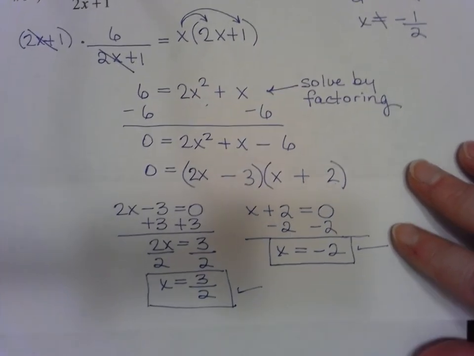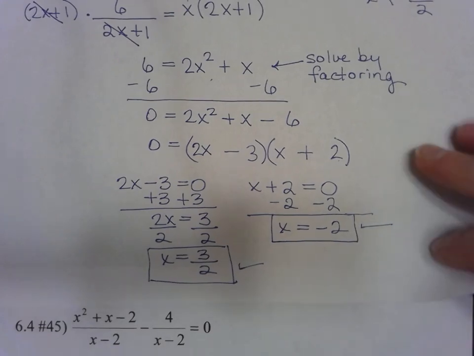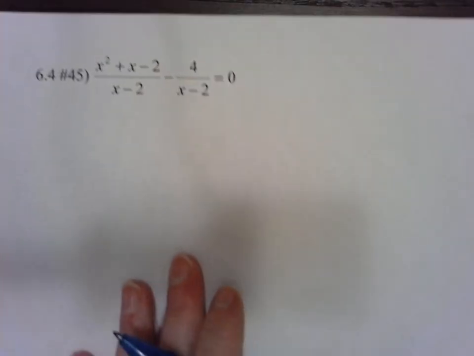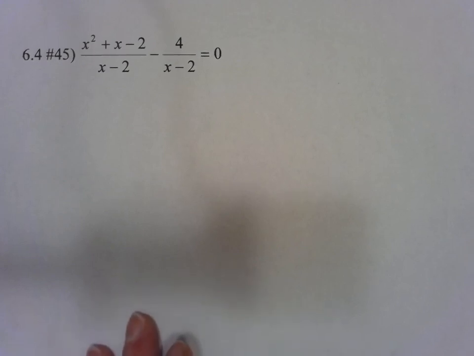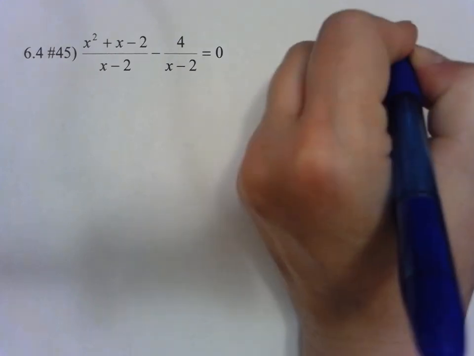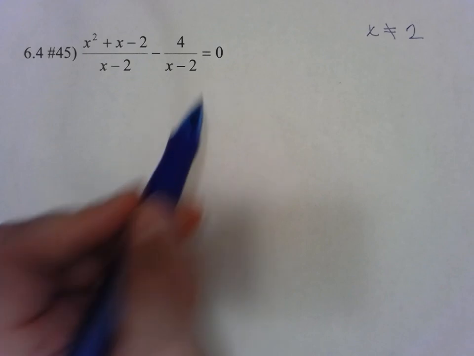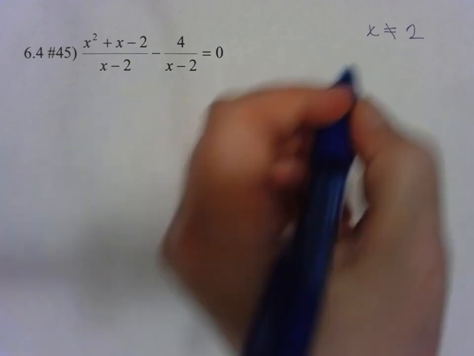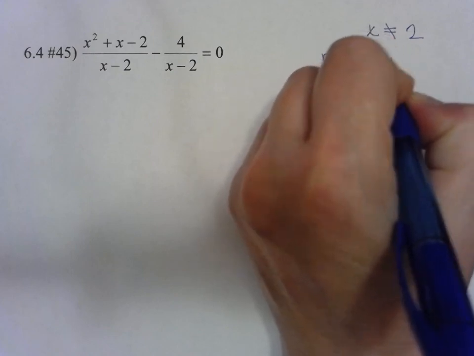I think I have one more for us to try. I'm going to take this away now. Okay, so again, same process. What x value is not going to work? Looks like x cannot be 2, since 2 minus 2 would give us 0. The denominators match here, so we're going to multiply by x minus 2.